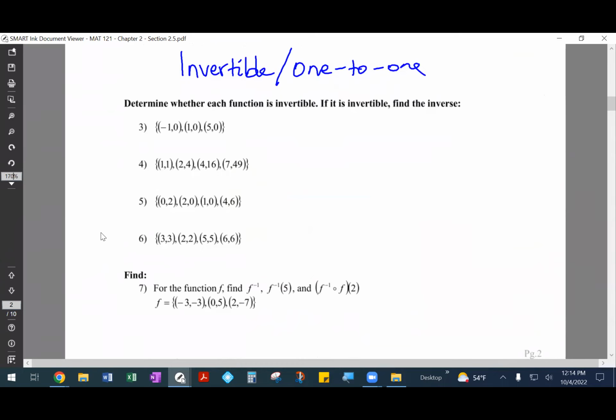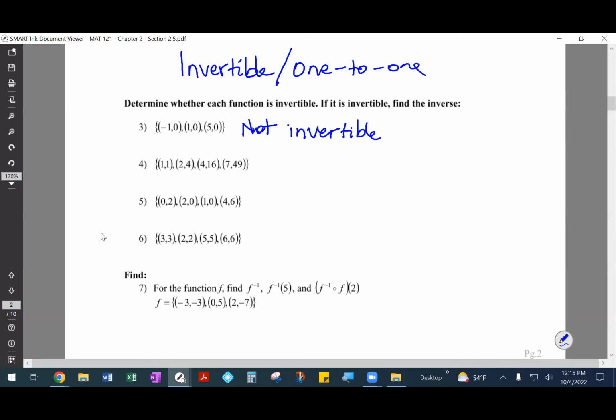So when you look at number 1, where your ordered pairs are (-1, 0), (1, 0), and (5, 0). But with different x values, we cannot have the same y value. So obviously this one is not invertible, right? Because you have the same y value on all three of them. So if it's not invertible, you cannot find its inverse.